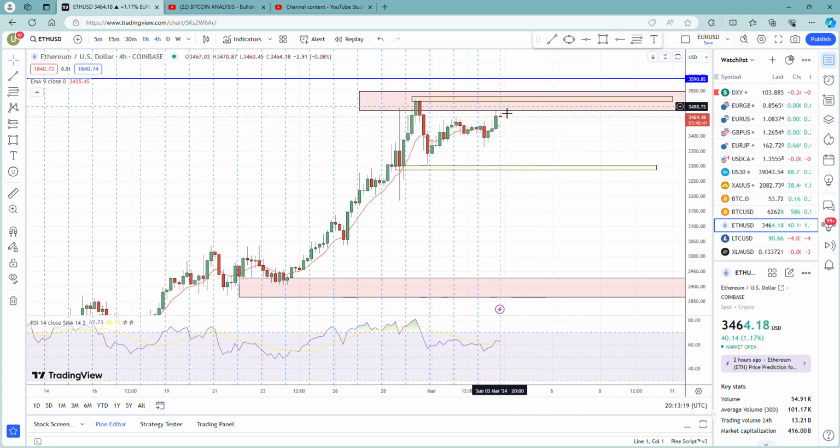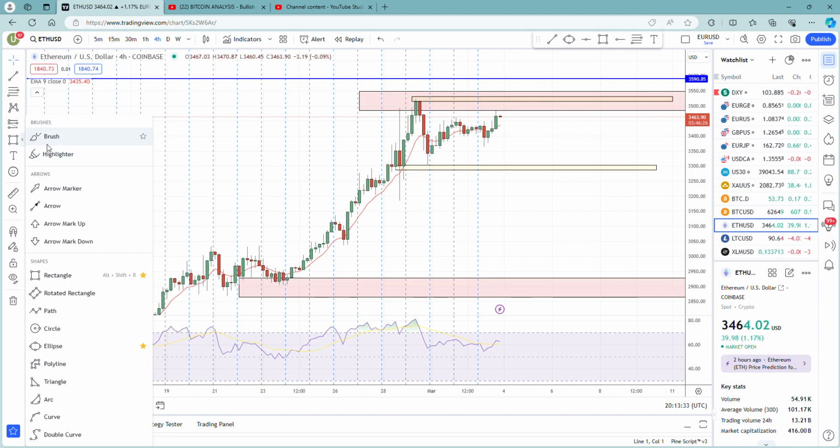As you can see, price is on a daily, potentially rejecting. Obviously, it's forming a high low as well. So this week, if you were trading Ethereum, you could, where is it?